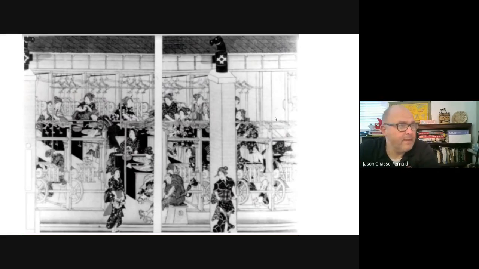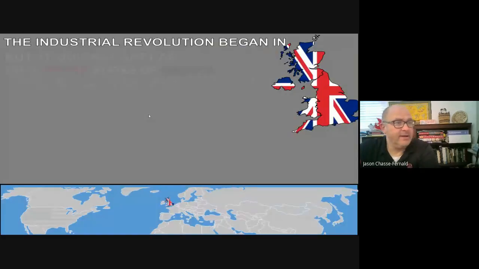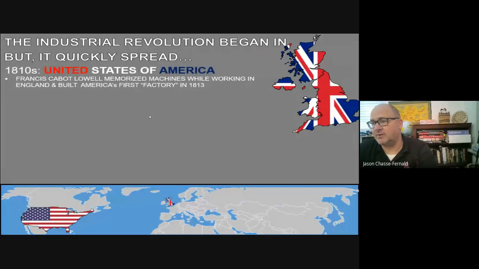All right. Okay, so what do we see here with the Industrial Revolution as we saw in these images? Obviously, the last images were from Japan. We also see an image from the United States here. So we know the Industrial Revolution spreads, right? It spreads out of England, and initially to the United States.